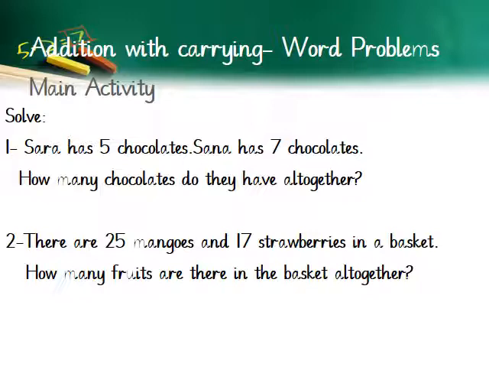In the same way, question number 2, there are 25 mangoes and 17 strawberries in a basket. How many fruits are there in the basket altogether? Make your statements yourself and do the working, make a sum, and then the answering statement. Come up with your answer. How many fruits in the basket altogether? Yes, 25 plus 17. Altogether, there are 42 fruits in the basket. Correct answer.